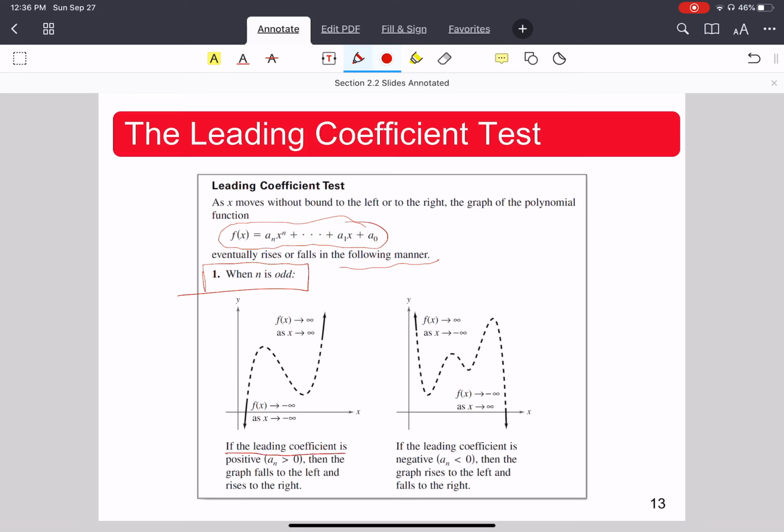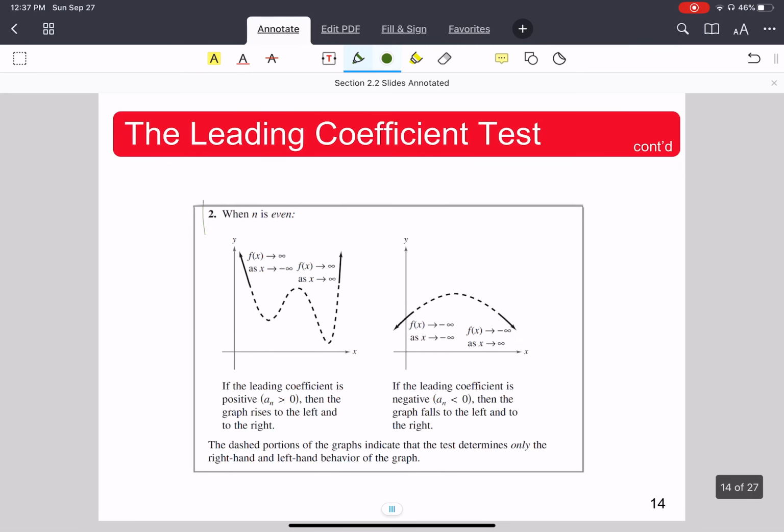If the leading coefficient, which is a sub n, you may remember, the coefficient of the highest x, a sub n, is positive, then it's going to fall down on the left side, and then it's going to rise on the right side. But if a sub n is negative, in other words, the highest leading coefficient is negative, then it's going to rise up on the left and then fall on the right. So those are the two things when n is odd. So we have to keep that in mind.